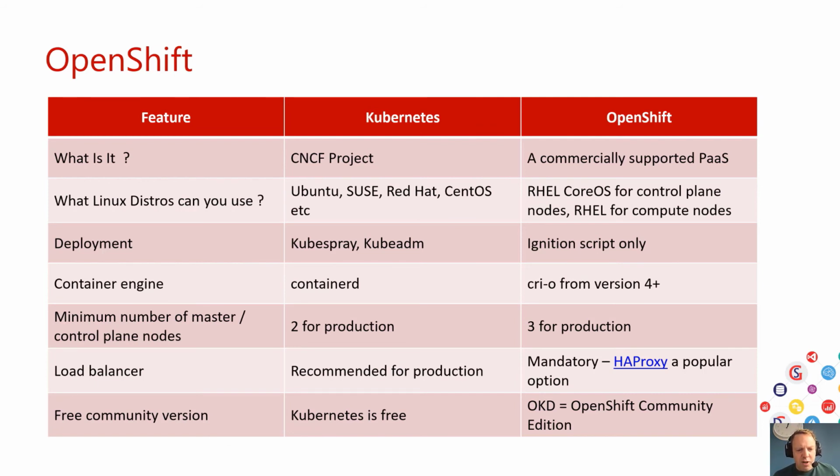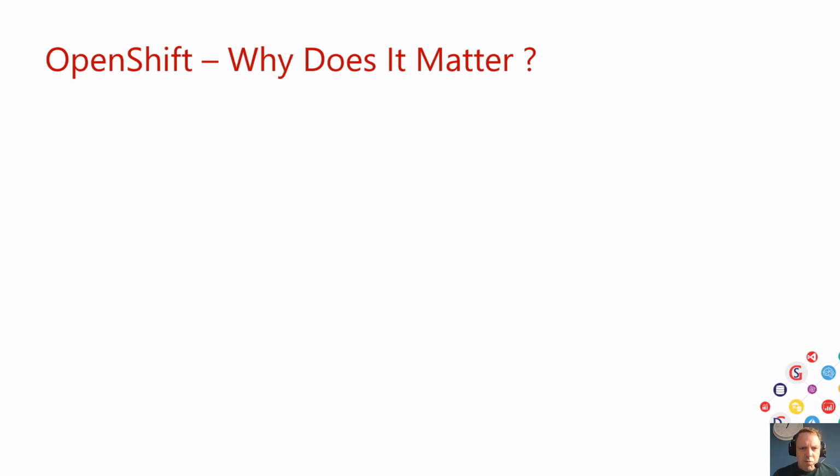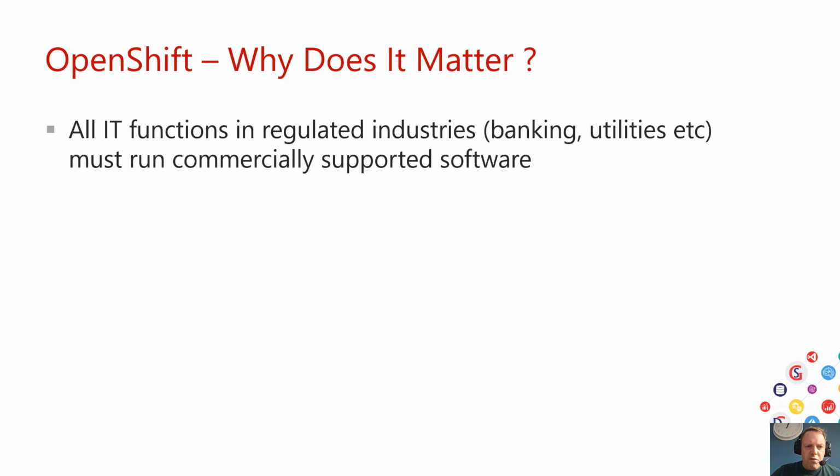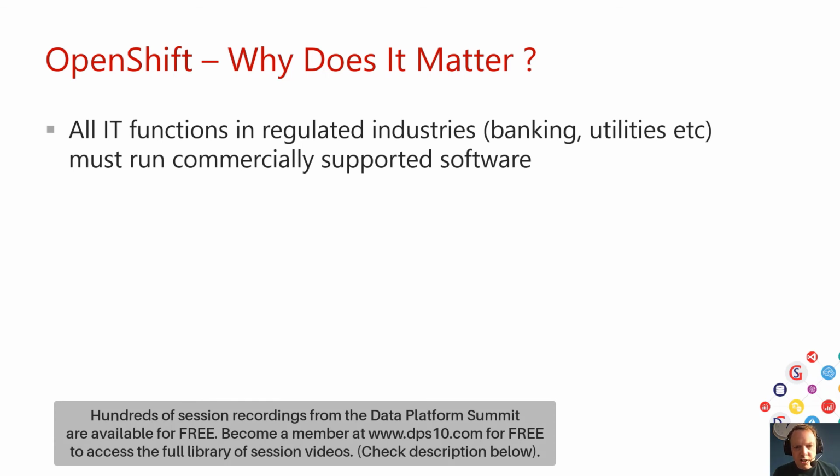Community free versions of the platforms. Kubernetes is free by its very nature. With OpenShift, there's this thing called OKD, which is OpenShift Community Edition. So why does OpenShift matter? So first of all, if you work in any IT function associated with a regulated industry, so that might be in banking, utilities, government, if an auditor comes along, you need to be able to present that auditor with something which says that all the software that you use in production is commercially supported. As fantastic as Kubernetes is in its raw community form, it is not commercially supported. You are completely and utterly at the mercy of the people that support that project when it comes to bug fixes. With Red Hat, if you need bug fixes, you have got somewhere to go.